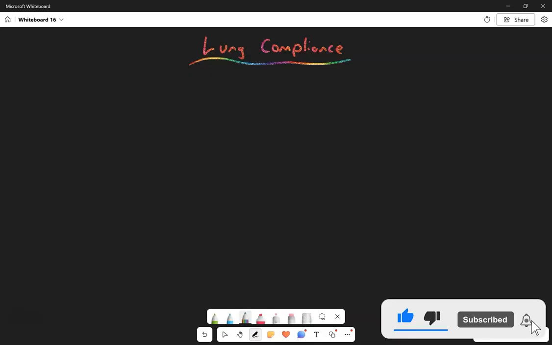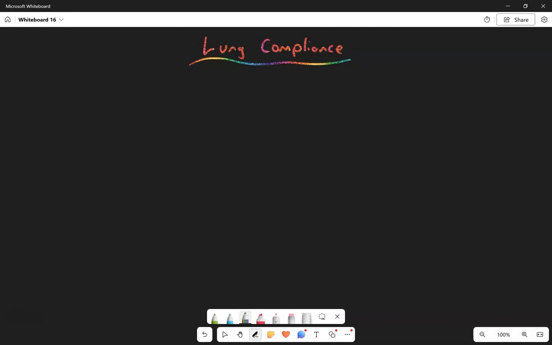Compliance is a measure of distensibility of an elastic structure. In other words, compliance is essentially how much can we stretch a structure before it sort of damages or creates problems. And the way that we measure compliance is a measure of the change in volume over the change in pressure.